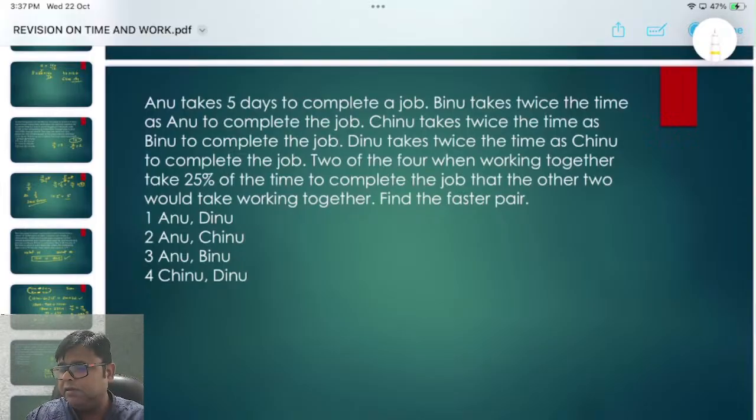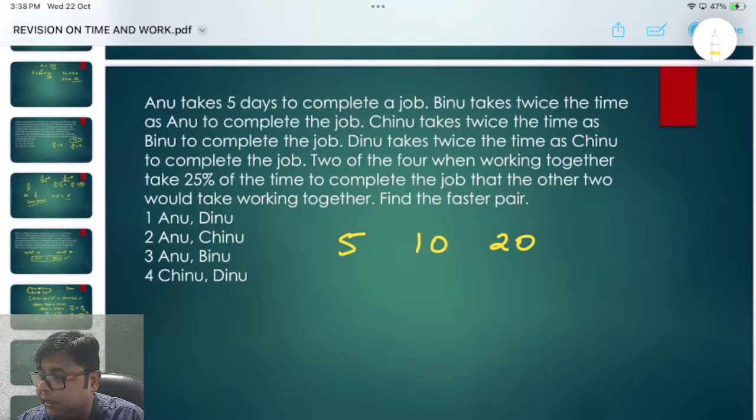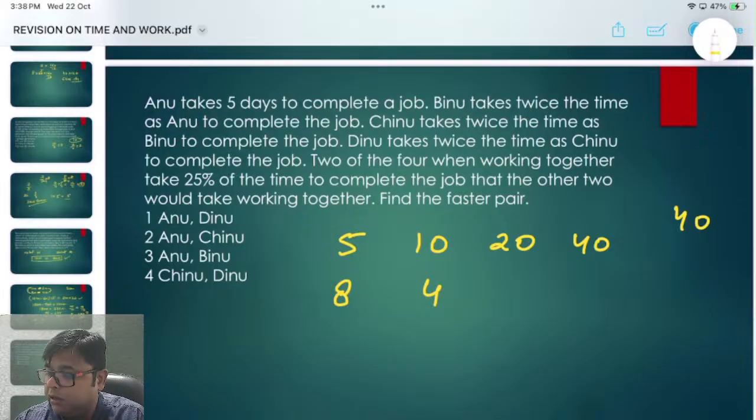Okay. So not a difficult one, but sometimes the language can be confusing. That's why I chose this question. A takes 5 days to complete a job. B takes twice as much time, so 10. C takes twice, so 20. And D takes twice, so 40. Now, if I take the LCM, 40, the efficiencies will be 8, 4, 2, and 1.